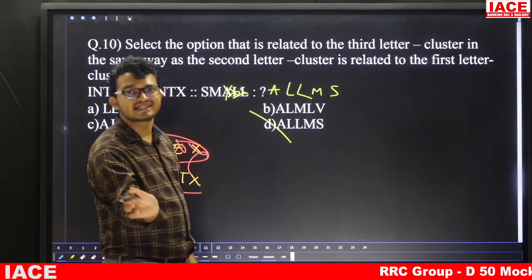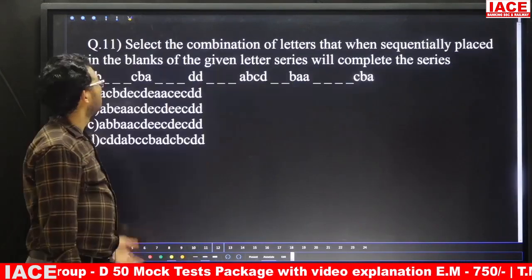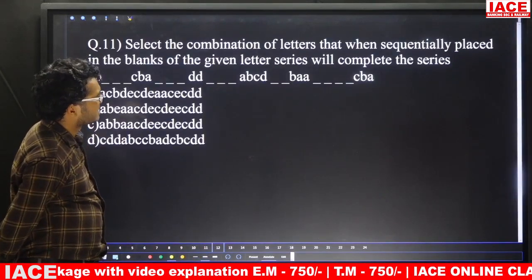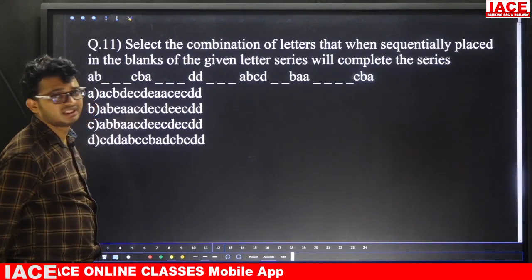Alphabetical order, otherwise ascending order. What is the meaning of ascending order? Low to high. Question number 11. Select the combination of letters that when sequentially placed in the blanks of the given letter series will complete the series.